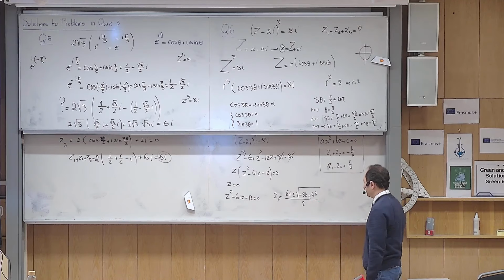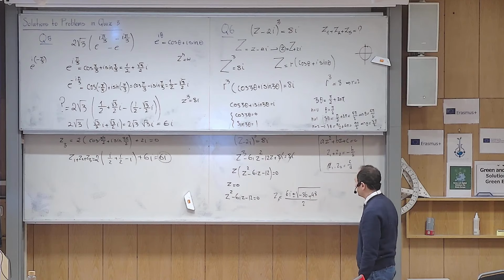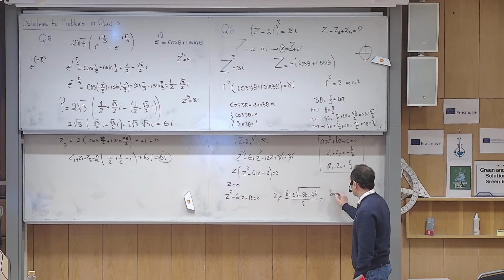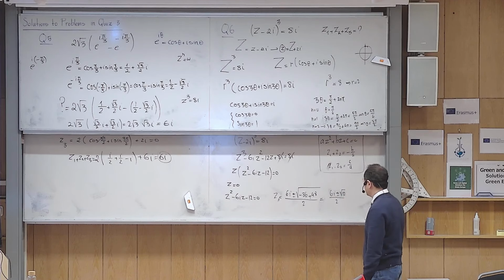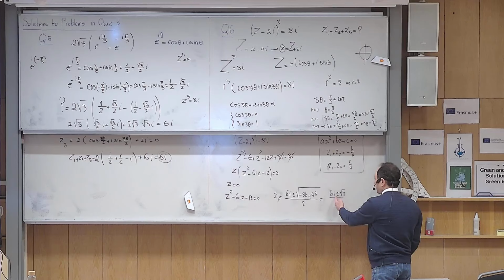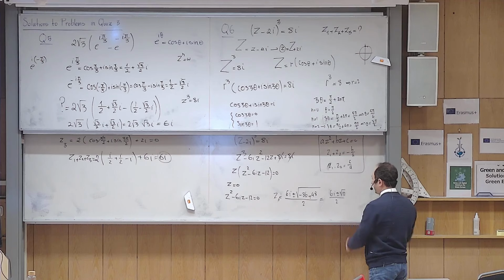Yes? Yeah. And this number is of course not a very friendly number, but what is that? 12. So it is 6i plus or minus the square root of 12 over 2. Then of course one of them is 6i plus the square root of 12. The other one is minus. When you add them, what happens?